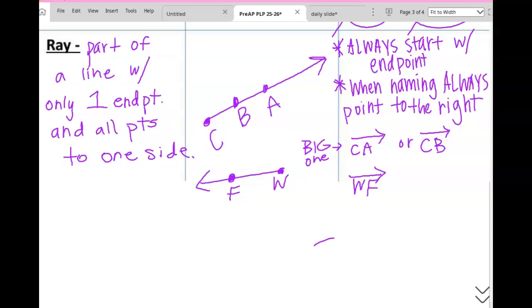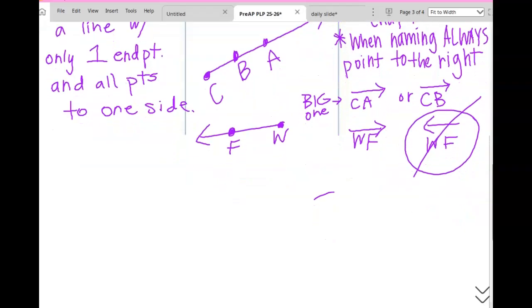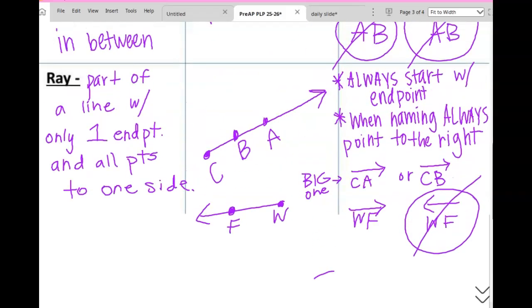Okay, so put a little note for yourself. If you're pointing to the left and you do WF, that is wrong. Don't make that mistake with rays. They're the trickiest ones. Wait, so even if it's pointing left? If it's pointing left, the rule is to always point to the right when you're naming it. Because technically, see where the W is here? The W is where the arrow is at. Is that true? No. So this one is correct. This one's not correct. Alright.